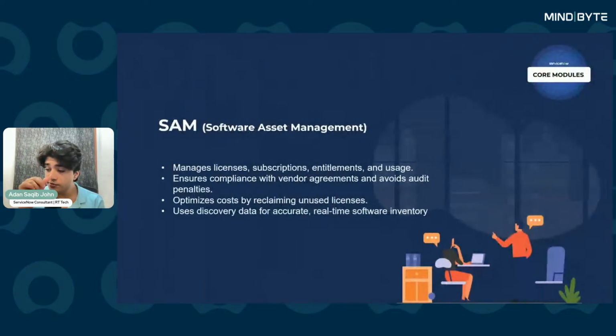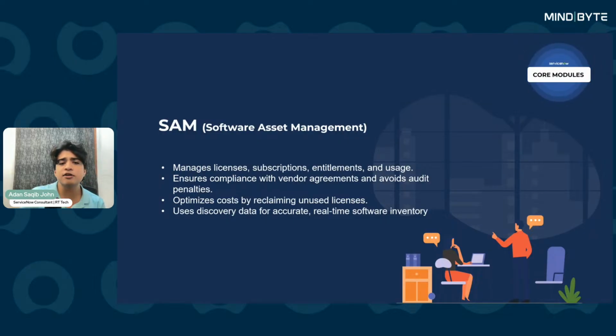After hardware asset management, we have software asset management, or SAM. It's one of the main modules of ITAM. If HAM was about managing physical devices, SAM is about managing the software world of your IT infrastructure. It keeps records on your licenses, subscriptions, even entitlements, and the actual usage across your organization of those specific software or licenses.